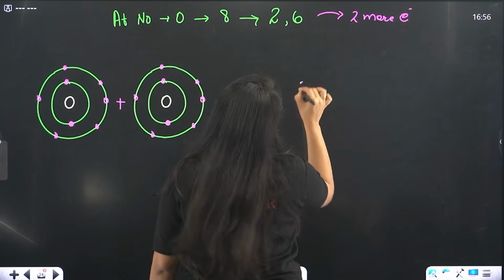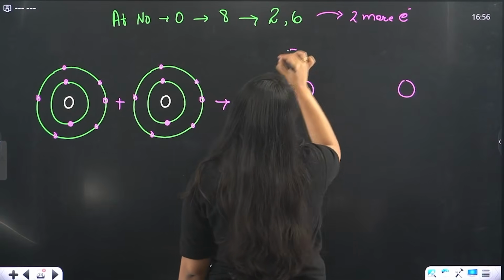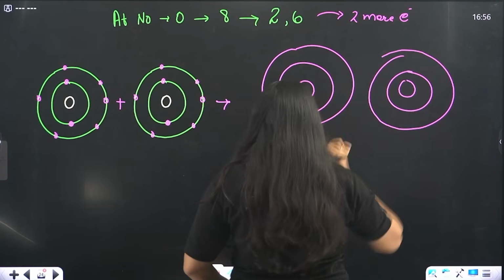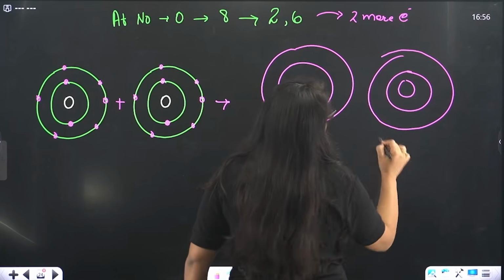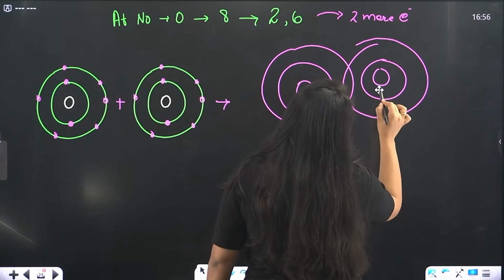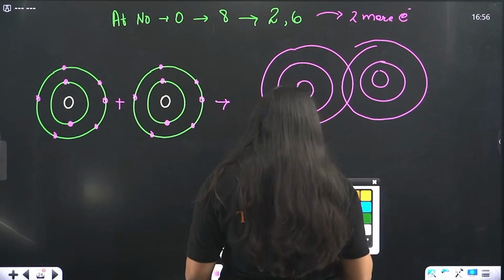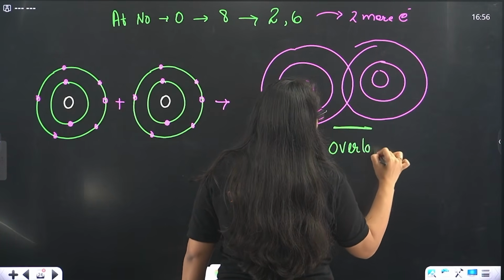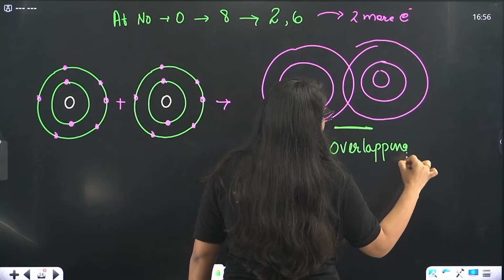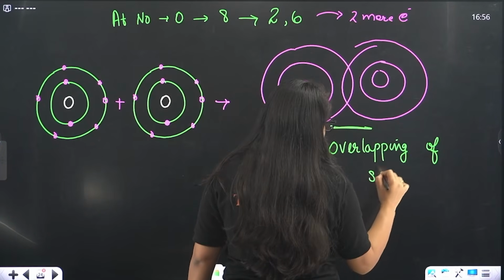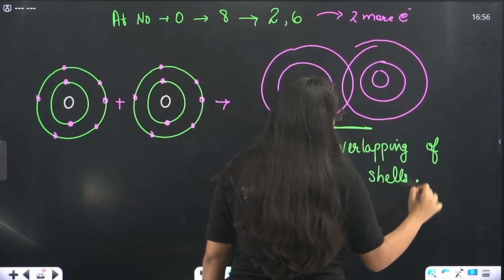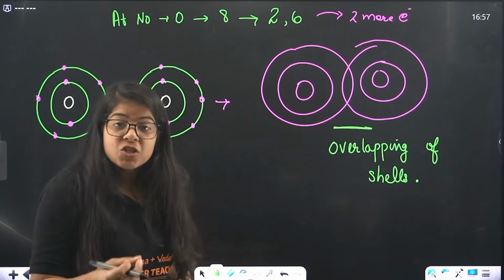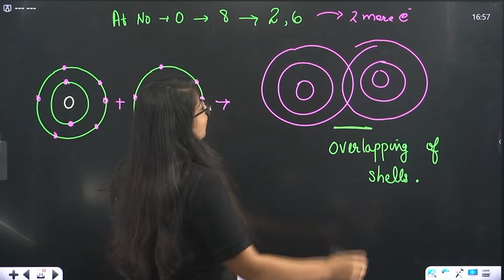So what will happen, beta? Look, this is oxygen, this is oxygen. This is their valence shell, this is their K shell. This will be overlapping. What do we call this, where they are overlapping each other? We call it overlapping of shells. Overlapping of valence shells we can also call it. Done.